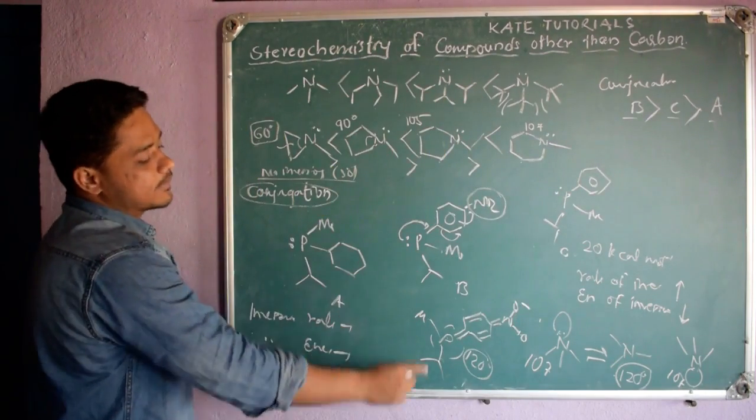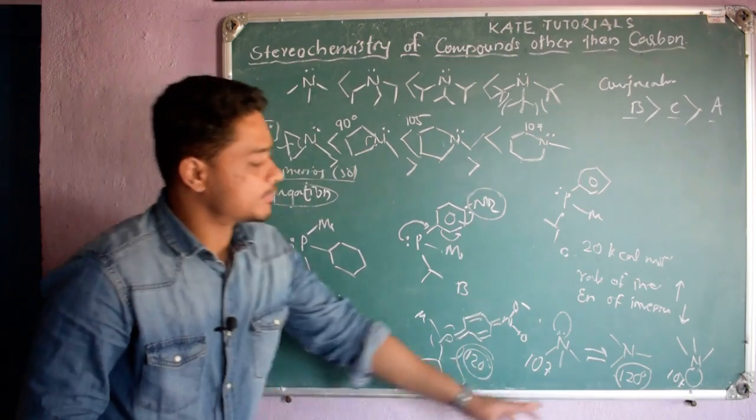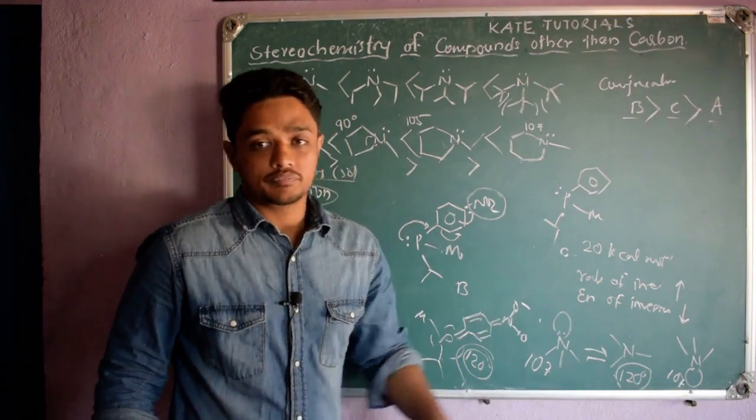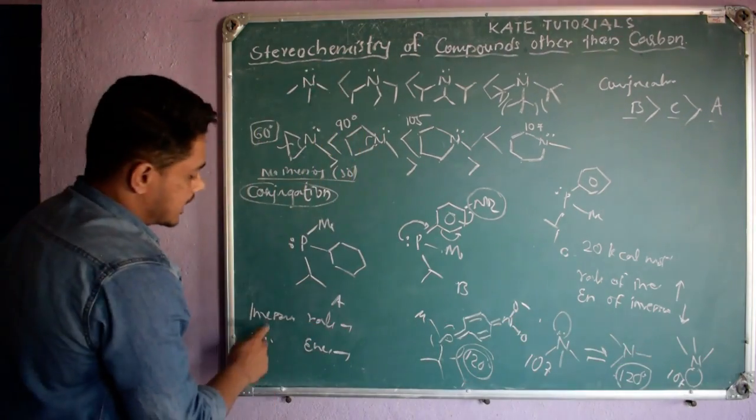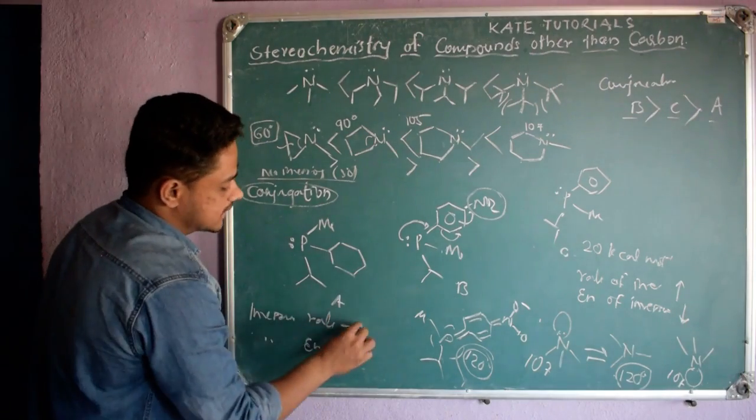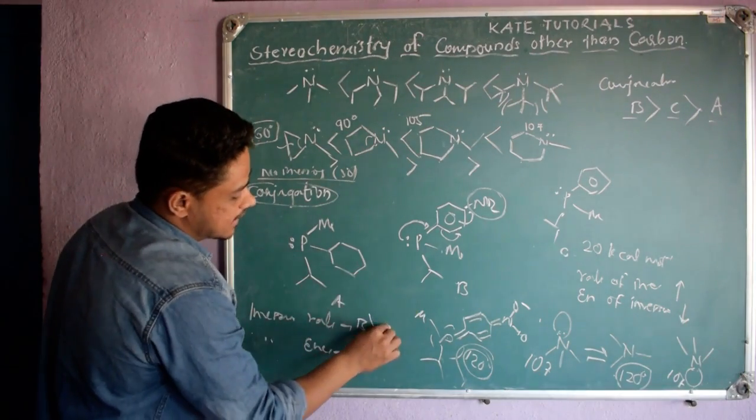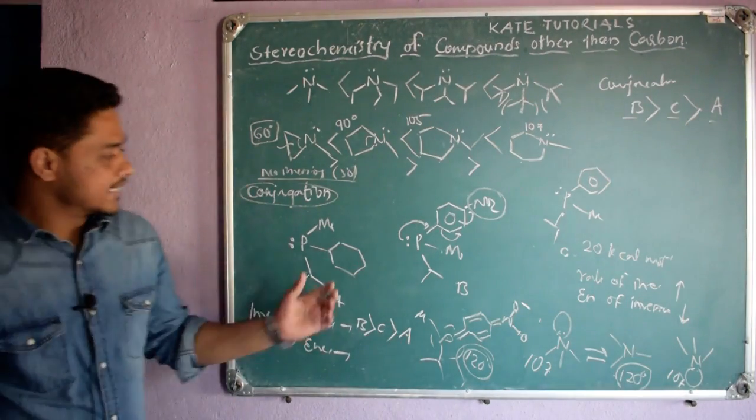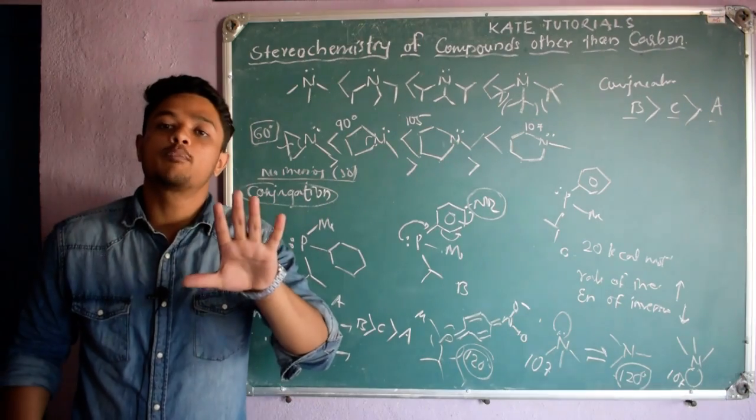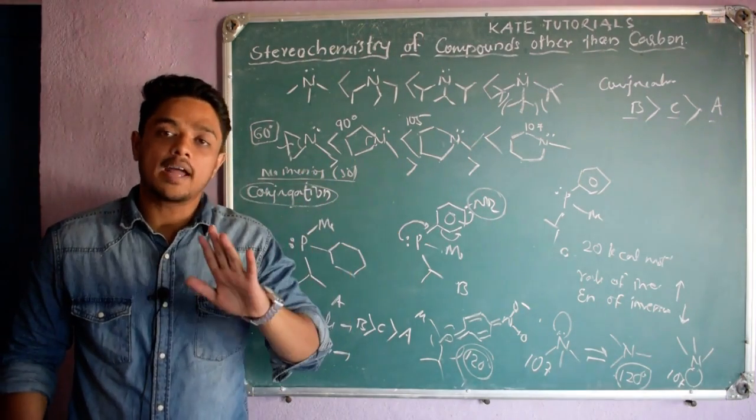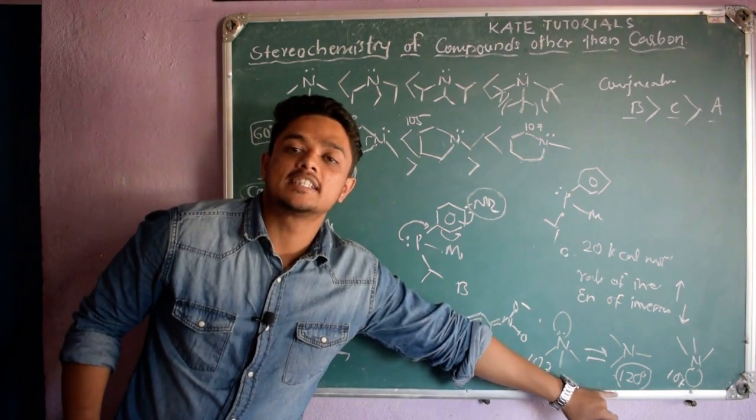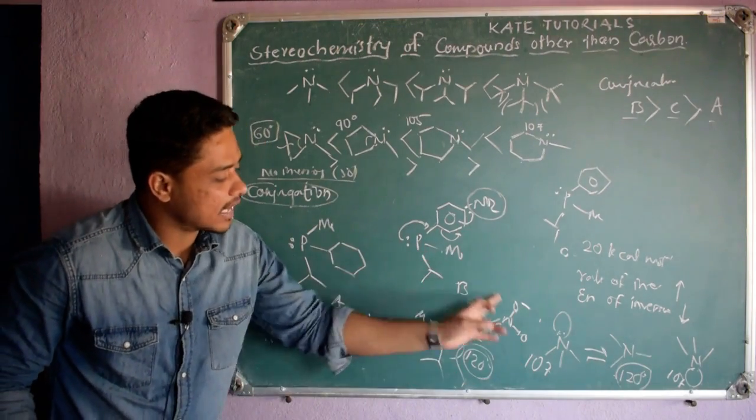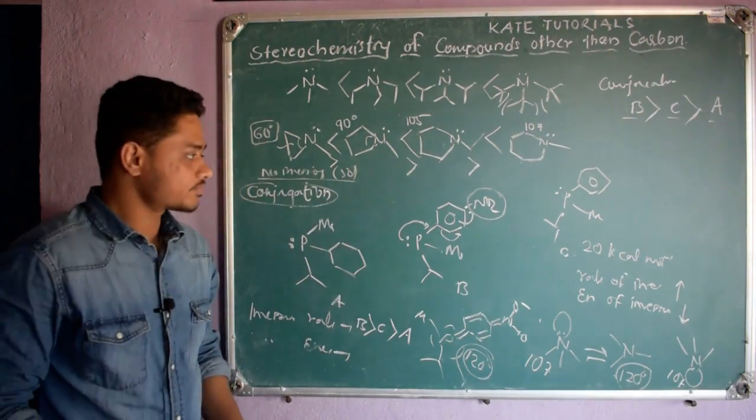Since more conjugation means it can easily come into 120 degree, that is a planar structure, once it comes to 120 degree, again it can easily invert, right? So oscillation can happen. So the rate of inversion will be more for B, then comes C, and least for A. So what did you understand? Whenever conjugation is taking place, those compounds can easily invert. Why? Because they can easily go to the transition state whose bond angle is 120 degree, that is planar.